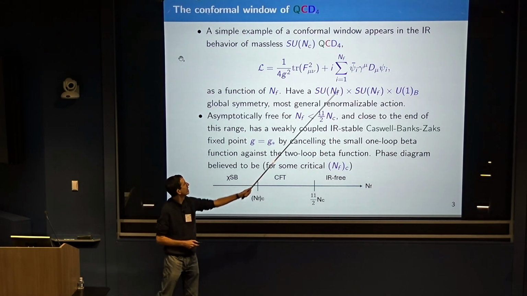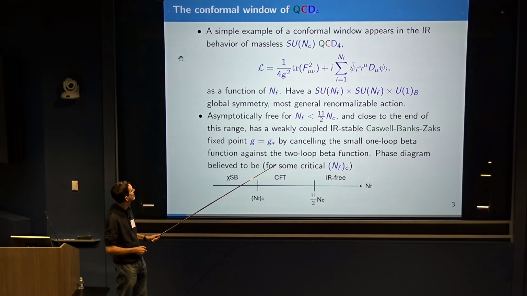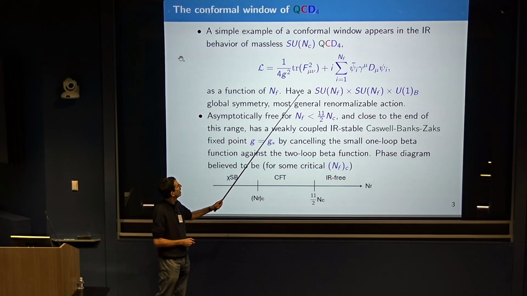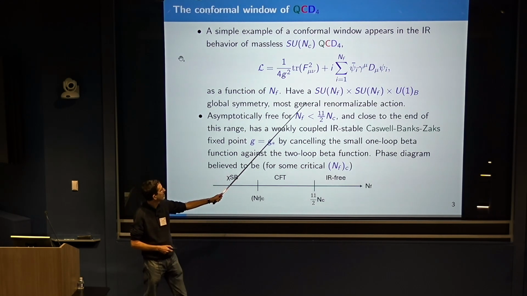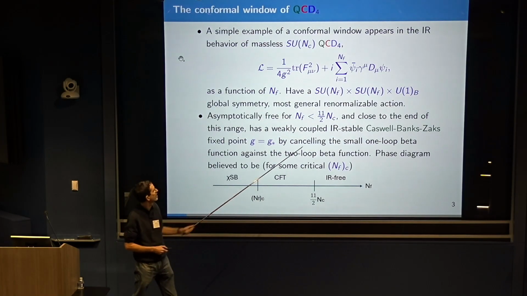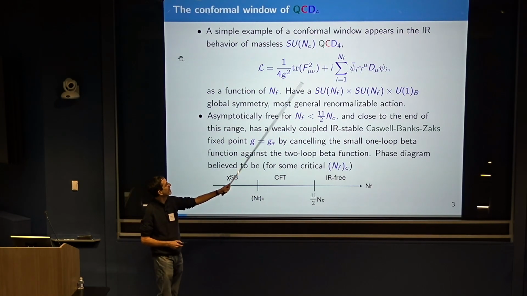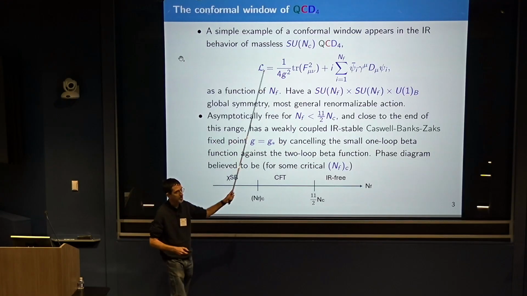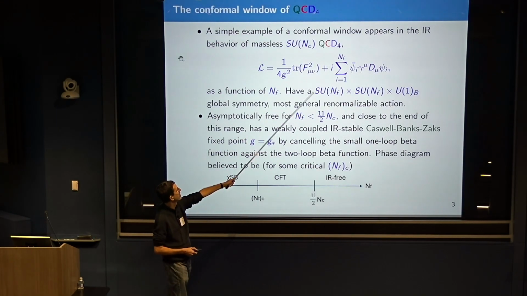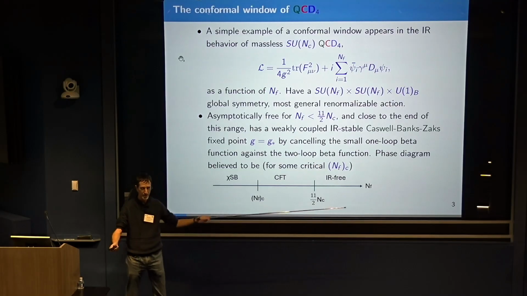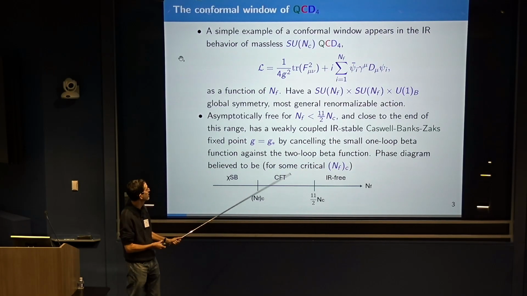So we have this very simple Lagrangian describing the theory. Since we use massless fermions, we have a chiral symmetry, SU(N_F) x SU(N_F) x U(1), and also a baryon number symmetry. With these symmetries, this is really the most general renormalizable action. So it's a well-defined question to ask: what happens if we begin with this action and flow to low energies? What do we get at low energies?